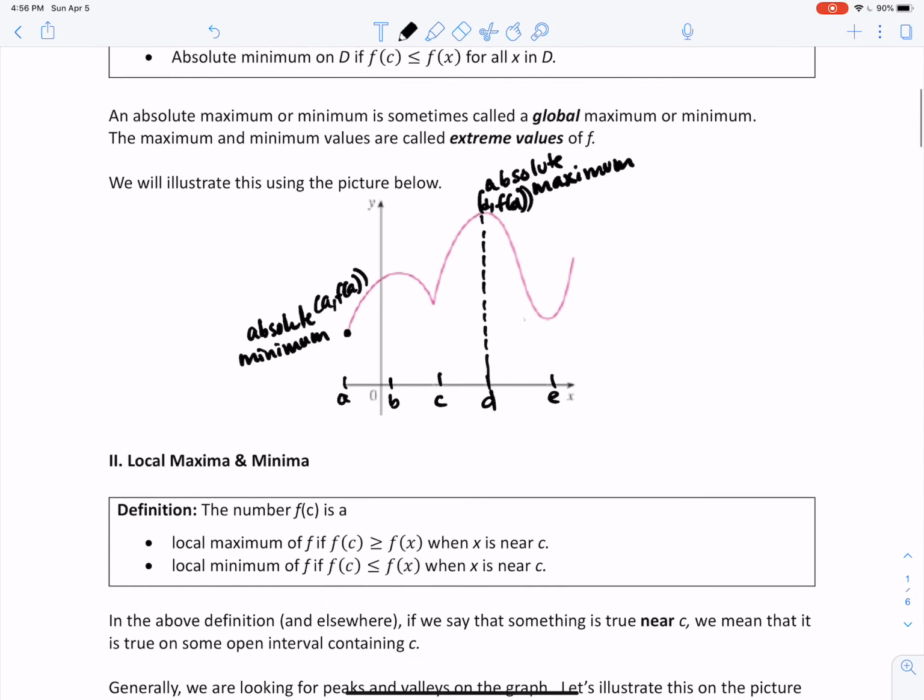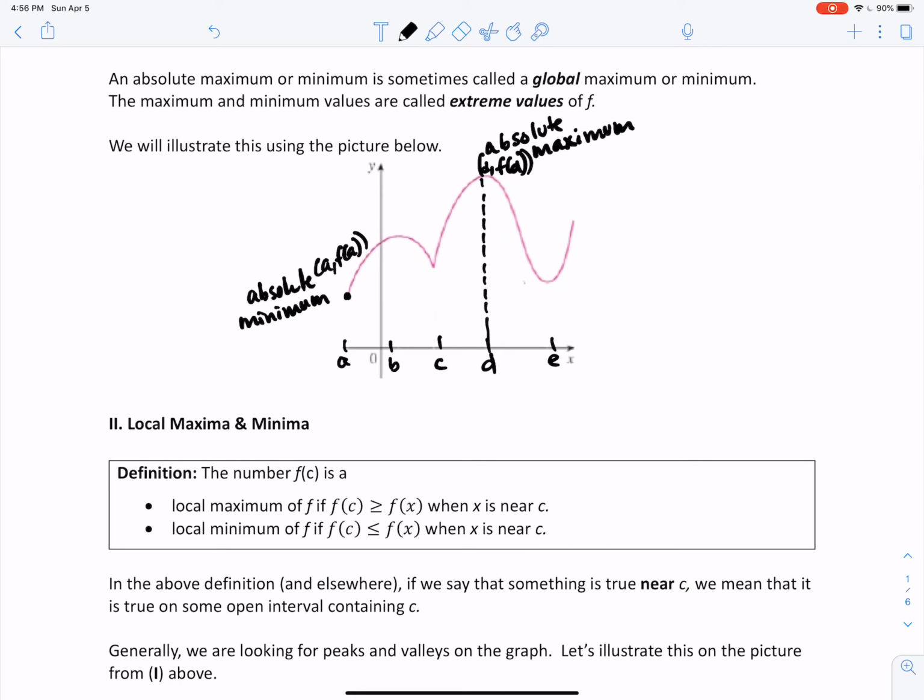Local maxima and minima. The number f(c) is a local maximum of f if f(c) is greater than or equal to f(x) when x is near c. It's a local minimum of f if f(c) is less than or equal to f(x) when x is near c. In the definition, we say that something is true near c if it is true on some open interval containing c. Generally, we're looking for peaks and valleys of the graph. Let's illustrate this on the picture above.